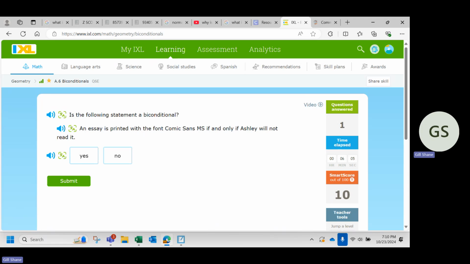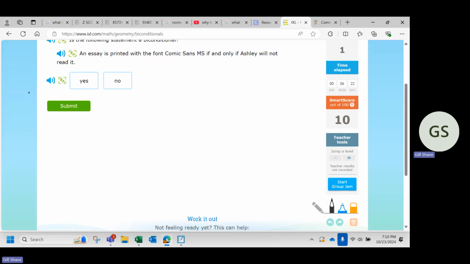So again, I'm not going to write all the converses. I'm just going to say them. An essay is printed with the font Comic Sans. Okay, so this is a good one. We do need to go on this. So here's what I'm going to tell you to do. Anytime it says if and only if, I think that gets confusing. It gets confusing for me even. I don't like that terminology. Here's what I would tell you to do. Rewrite this as two different statements.